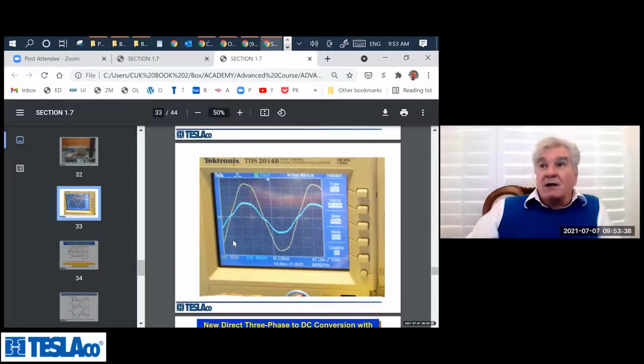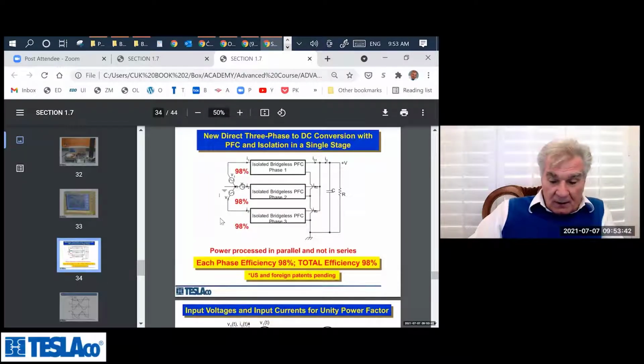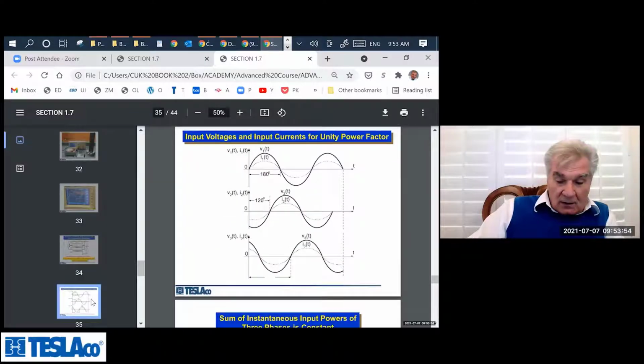Now, the last thing is, what is happening if I have three phase? Because we don't want single phase. So if you have three phase, I have three such converters. And what happens with that is that each phase has its sine wave current drawn in phase with the sine wave voltage, and there are three phase sine wave currents.